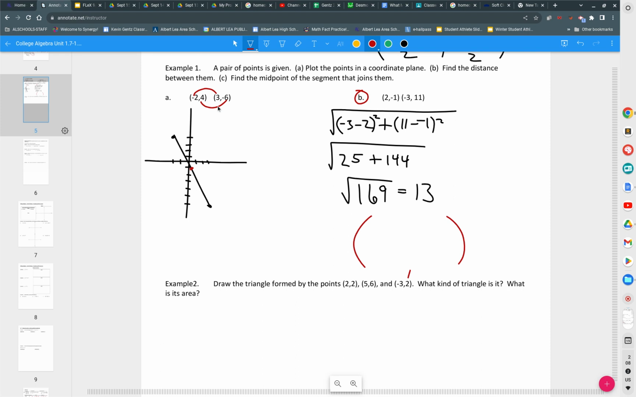Did you come up with a distance of 13? Yeah, distance should be 13. Okay. The midpoint, if you add the two together, you get -1. Divide by 2, you should have -1/2. And as far as the y value is concerned, -1 and 11 make 10. Divided by 2 is 5. That should be your midpoint.